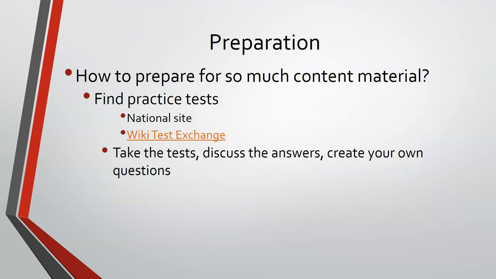Find practice tests. The national site often does have study resources there. There is a test exchange, a wiki test exchange. You can do a Google search, put in Science Olympiad cell biology tests, and you can find tests out there. The students could take the tests, then go through the key. Most of those tests have a key with them. Discuss the answers. What did they miss? What did they get correct? Figure out why, figure out what they need to learn, and then go back and take that test again, take a different test, and use those to help them design their study path.